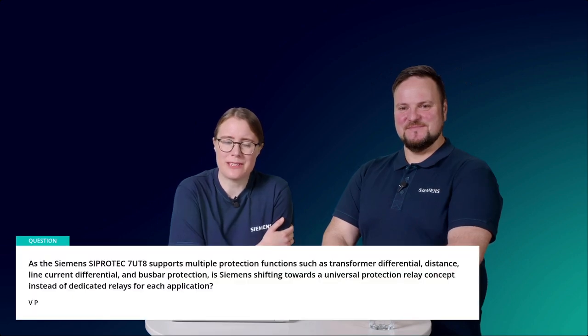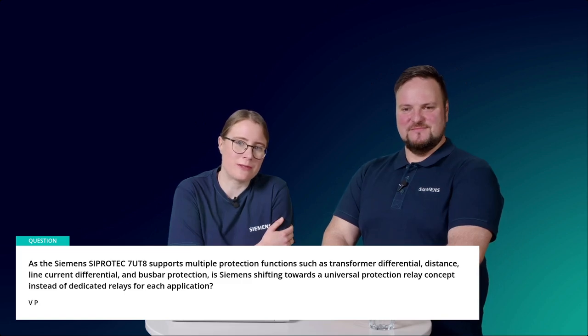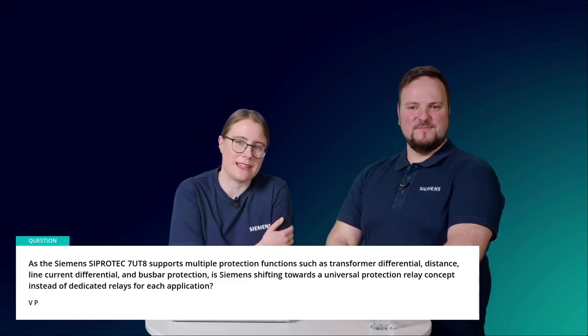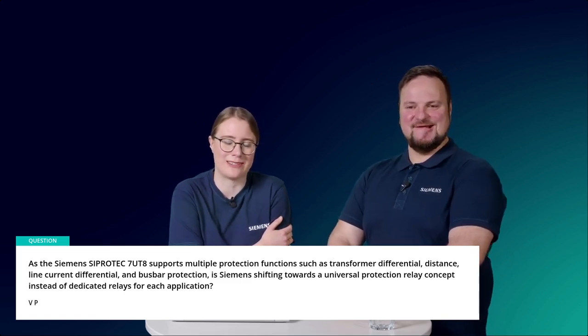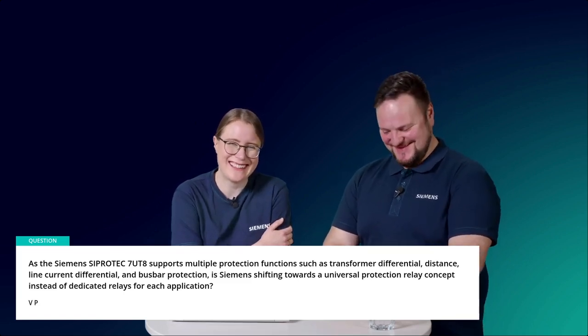Okay. All right, next question, a long one. As the Siemens SIPROTEC 7UT8 supports multiple protection functions such as transformer differential, distance, line current differential, and busbar protection, is Siemens shifting towards a universal protection relay concept instead of dedicated relays for each application? Not with the 7UT, I would say.